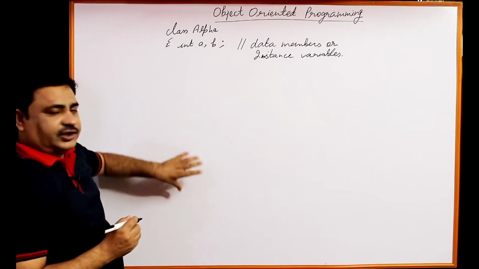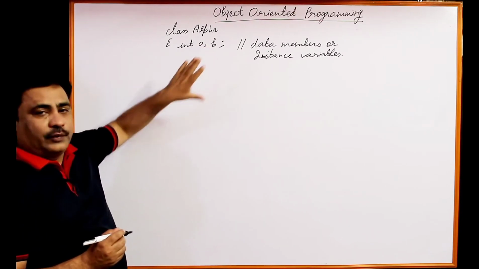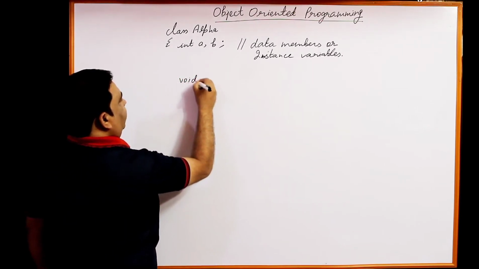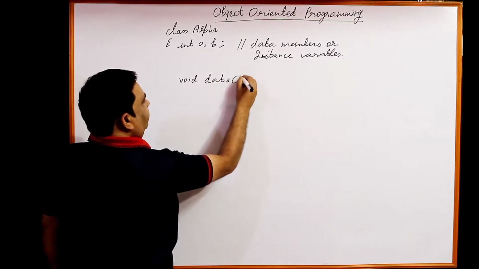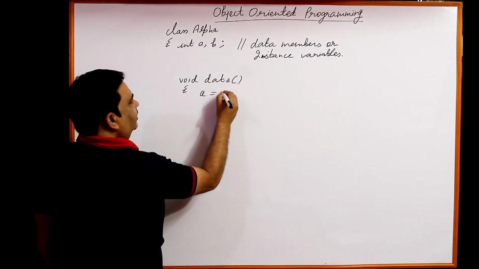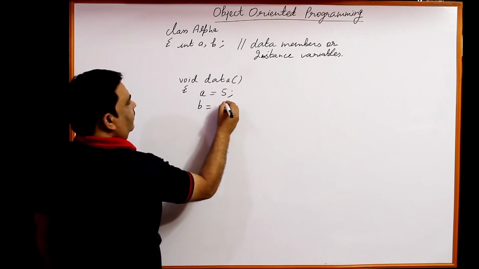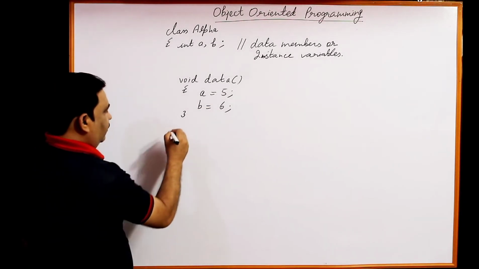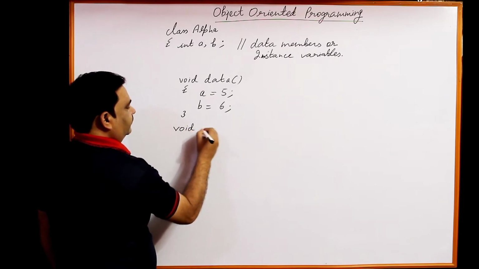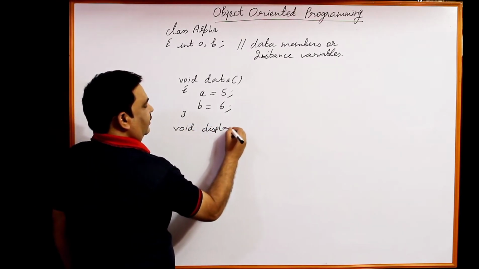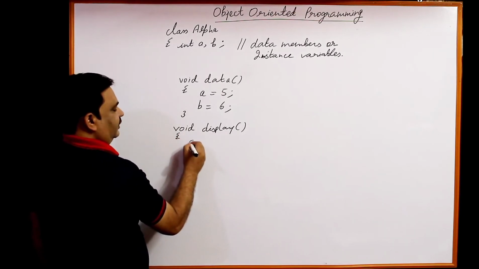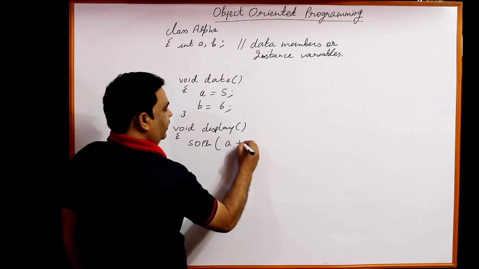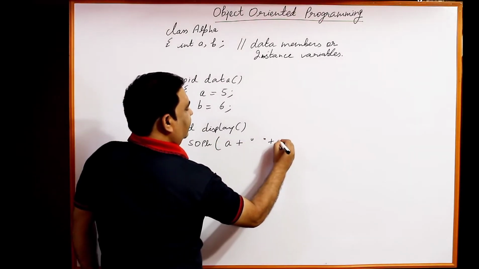Now we will make some functions which will access these two variables. First function I am going to make is void data function, in which I am initializing a and b variables with values 5 and 6. One more function, void display, in which system.out.println is printing the value of a with some gap and b.